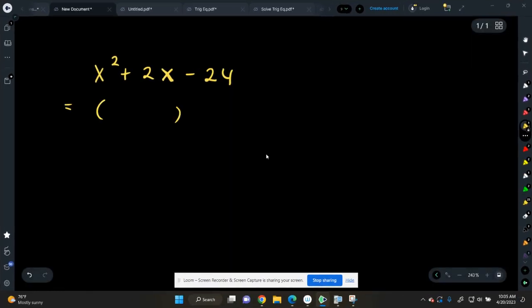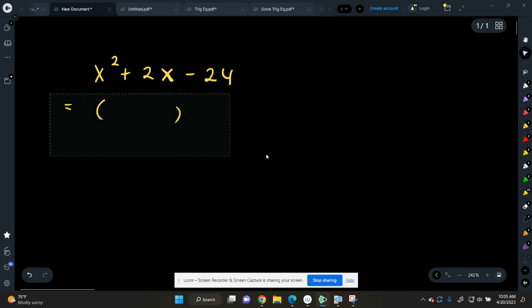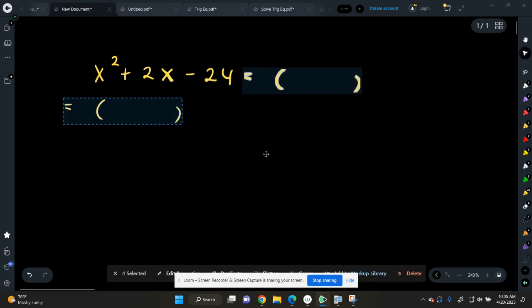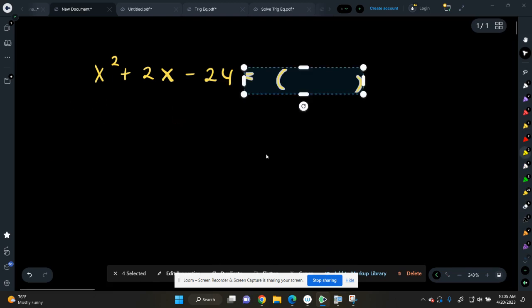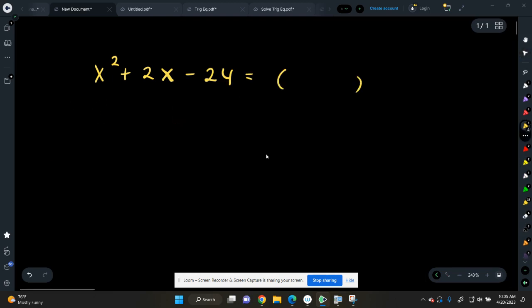It's going to be two sets of parentheses. Okay. So basically what we're going to do is we're rewriting this as two factors. Okay. So what we want to do, we want to find two things that multiply to equal negative 24 but add up to 2. So we're going to put an x in both parentheses.